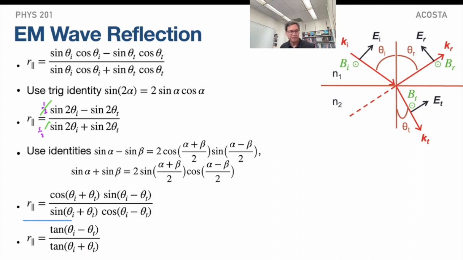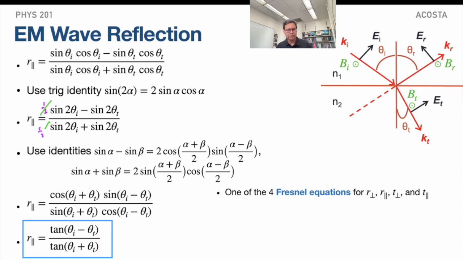So that's it. We worked out the expression we wanted to find, which is the reflection coefficient when the electric field is parallel to the plane of the reflection, meaning in the same plane defined by ki and kr. This is how that reflection coefficient depends on theta I and theta t. And so this represents one of four so-called Fresnel equations. And so we worked out our parallel.